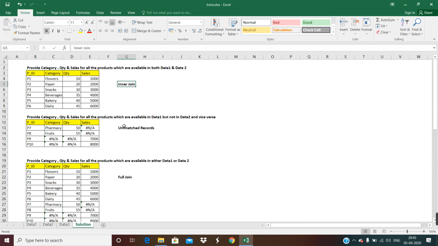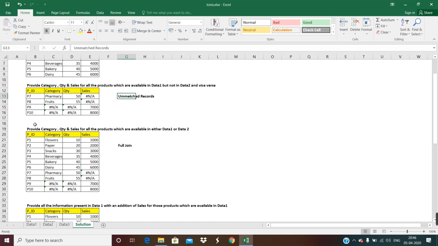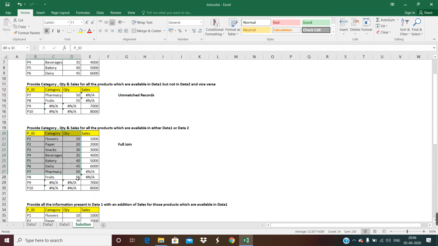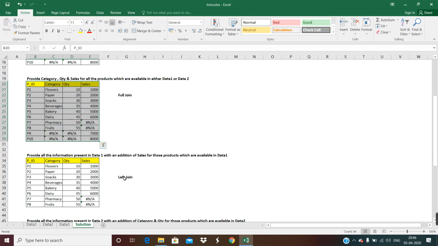We have inner join, unmatched records. In inner join we get the common data, based on those products which were common in both the data sets. Then unmatched records: we want to figure out those products which were either in this and not in this, or were there in the second data set and not in the first data set. Then full join: we want the complete information of all the products which are available in either data 1 or data 2. Left join: we want the entire information from the left table, which is my data 1, and we want additional information from the right table.